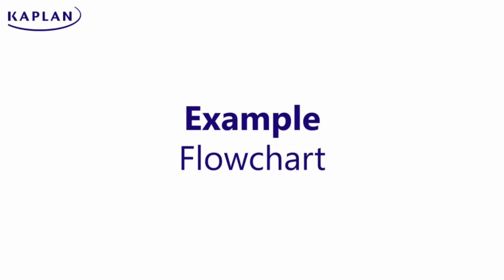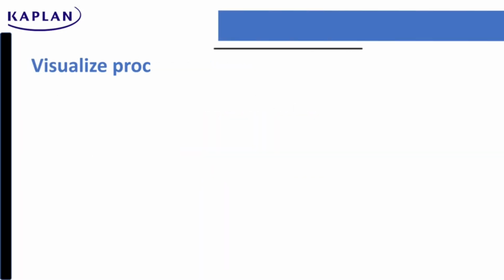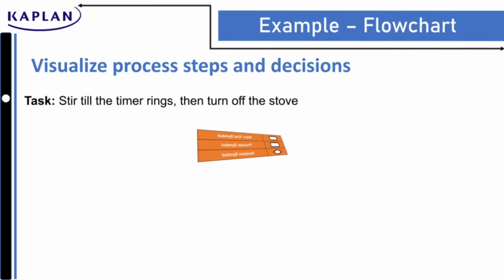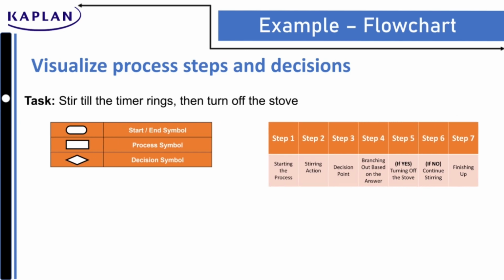Example, flowchart. Let's put our flowchart knowledge into action and create a visual guide for the following. Stir till the timer rings, then turn off the stove. Step 1. Starting the process. We begin with the start symbol, the unmistakable symbol that marks the beginning of our flowchart journey. Inside the symbol, write START to clearly indicate the starting point.